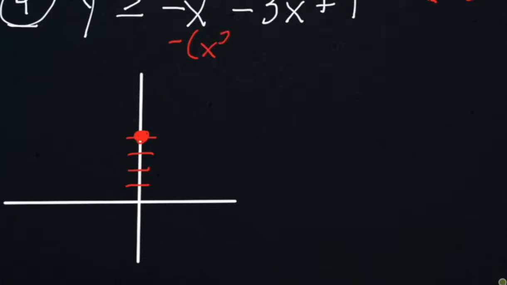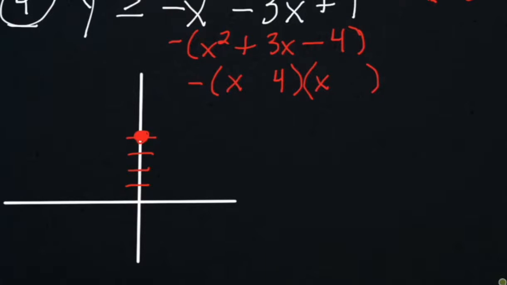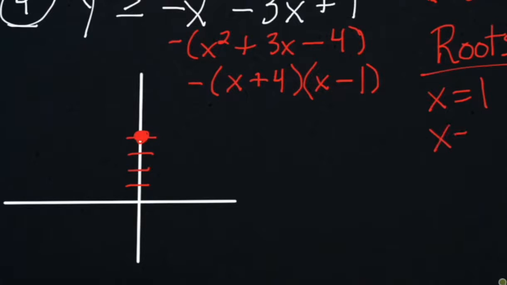Factor out the negative sign. X squared plus 3x minus 4. Now, what are two numbers that multiply to give me 4 and subtract to give me 3? Yep, it's just going to be 4 and 1. We would have the 4 with the plus, same sign as the middle, 1 gets the minus. So my roots, change the signs, are at x equals positive 1 and x equals negative 4. Let's put those on our graph. Positive 1 and negative 4.